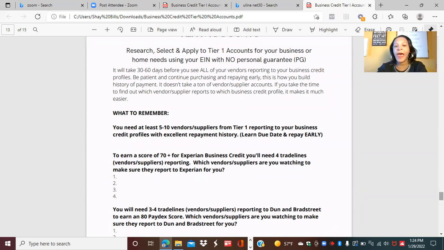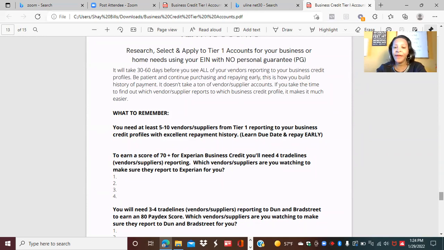If you take the time to find out which vendors or suppliers report to which business credit profile, it makes it that much easier, okay? What to remember, you need at least 5 to 10 vendors from Tier 1 reporting to your business credit profiles with excellent repayment, and learn the due date and repay early.